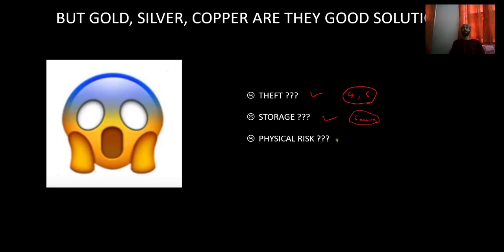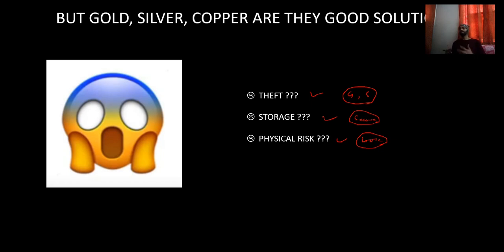Physical risk. You may lose the coins. No theft is needed. You may just lose the coins. What if you lose the coins? So these started to be the problems prevalent in the era of gold coins, silver coins, and copper coins. So human beings had already solved the problem of barter system, but they found these new problems cropping up.